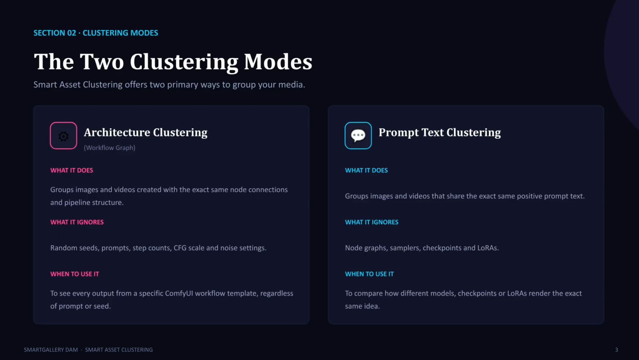There are two clustering modes. Architecture clustering groups assets that share the exact same node connections and pipeline structure. It ignores seeds, prompts, and settings, so you can see every output from one workflow template. Prompt text clustering does the opposite. It groups assets sharing the exact same positive prompt, ignoring the workflow. Perfect for comparing how different checkpoints or LoRAs render the same idea.